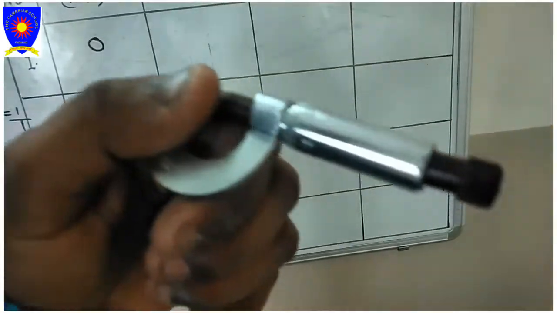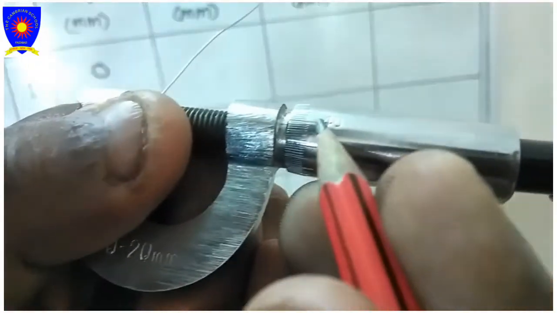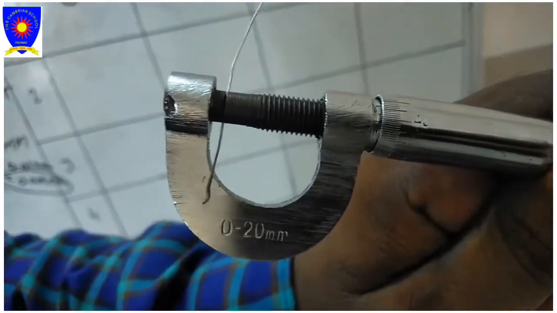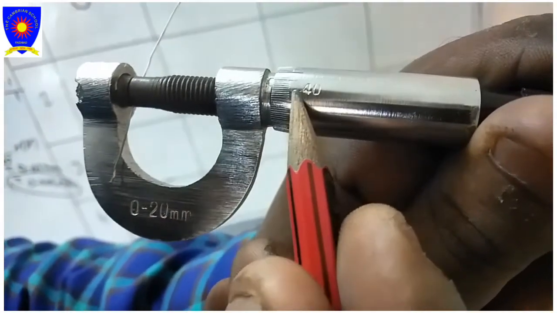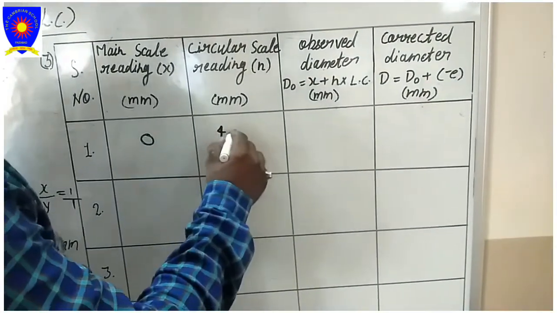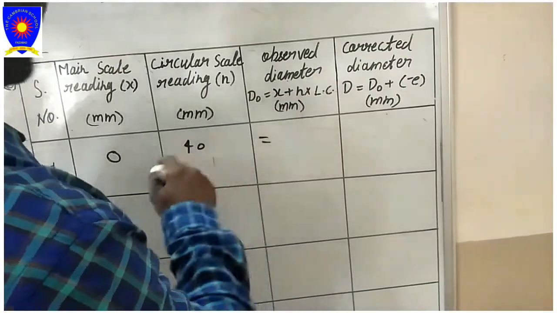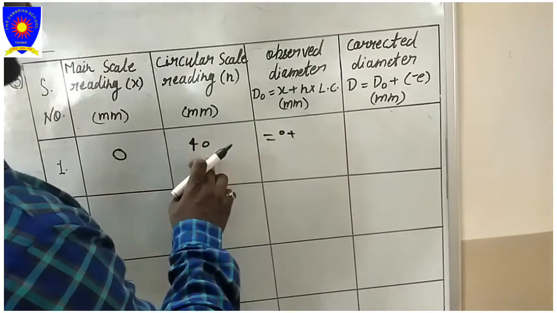As we are looking, this is the 40, which is coinciding with the main scale reference line. It means that its circular scale reading is 40. Now calculate it. So the object diameter is equal to x. So x is 0 plus n, meaning the circular scale reading.